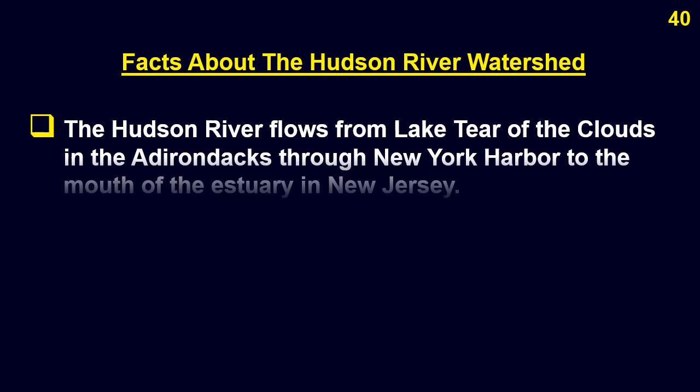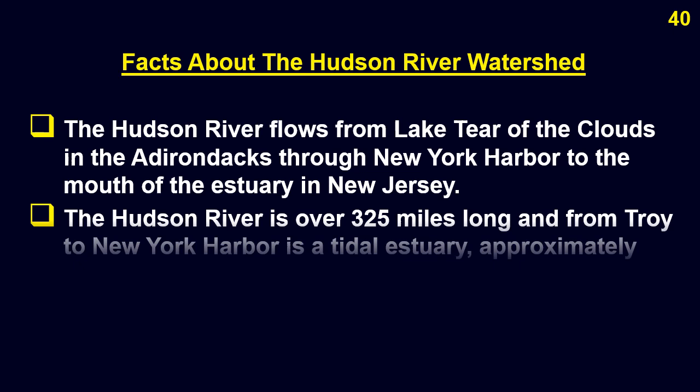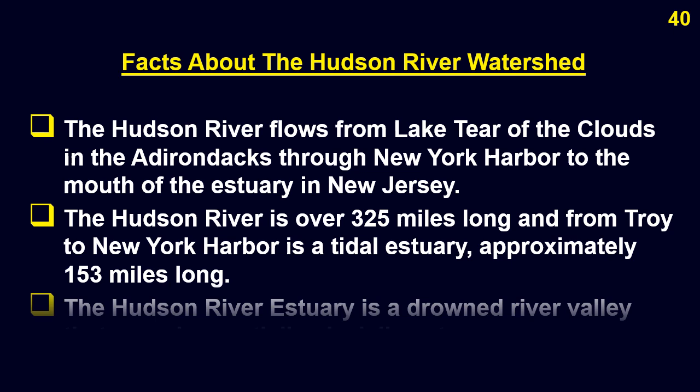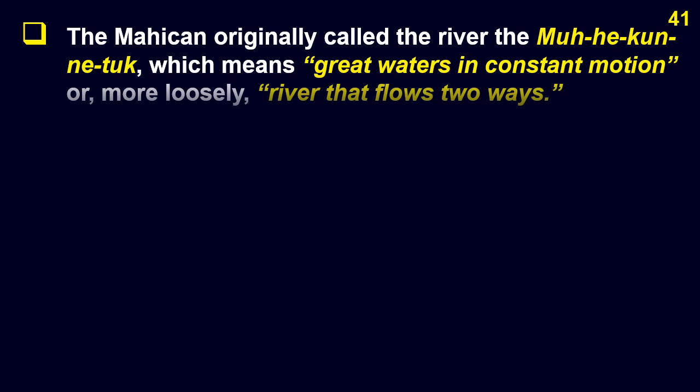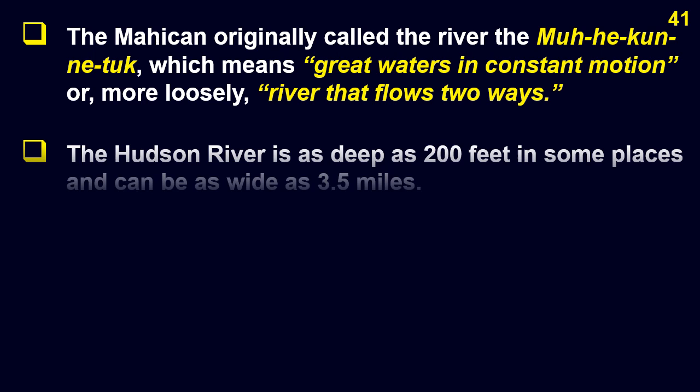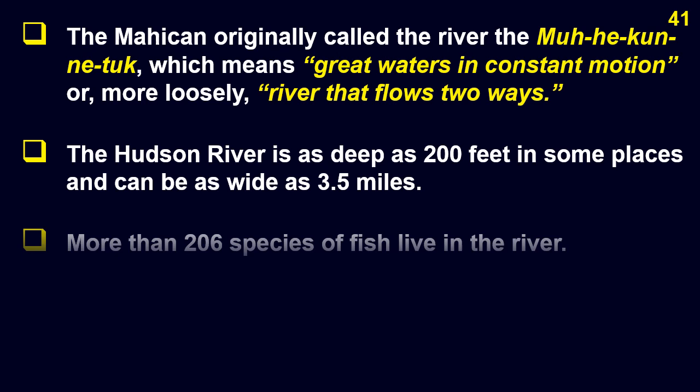The Hudson River is over 325 miles long, and from Troy to New York Harbor is a tidal estuary, approximately 153 miles long. The Hudson River estuary is a drowned river valley that was also partially glacially cut. The Mahican originally called the river the Mahicunnatuk, which means great waters in constant motion, or, more loosely, river that flows two ways. The Hudson River is as deep as 200 feet in some places and can be as wide as 3.5 miles. More than 206 species of fish live in the river.